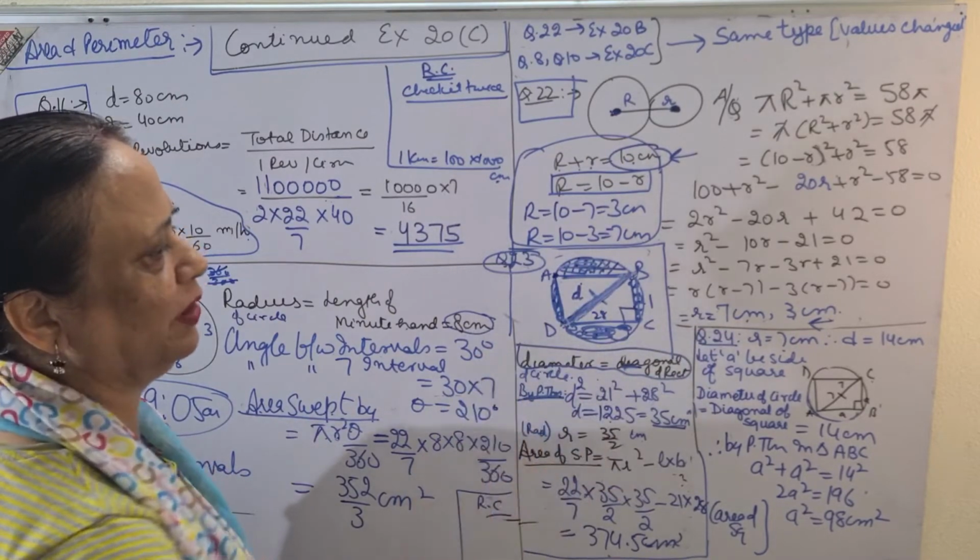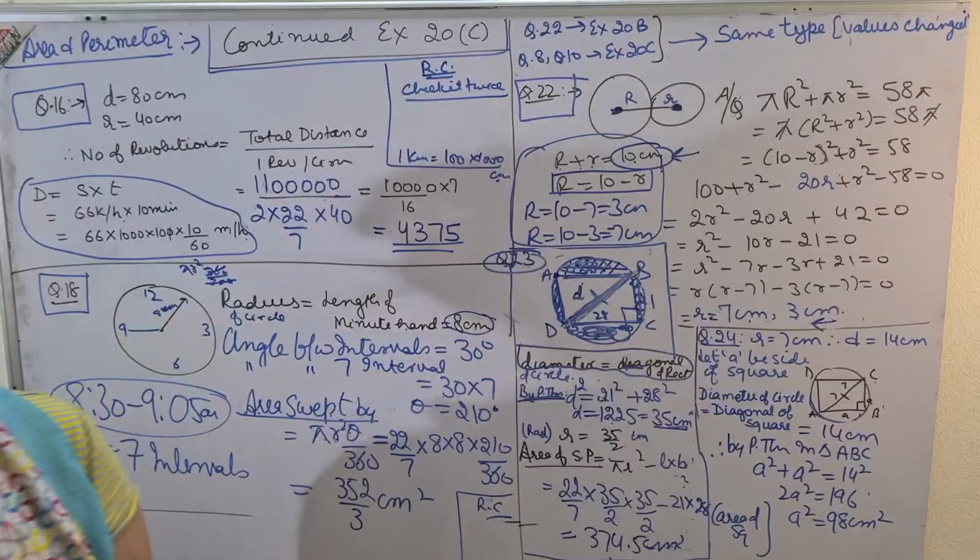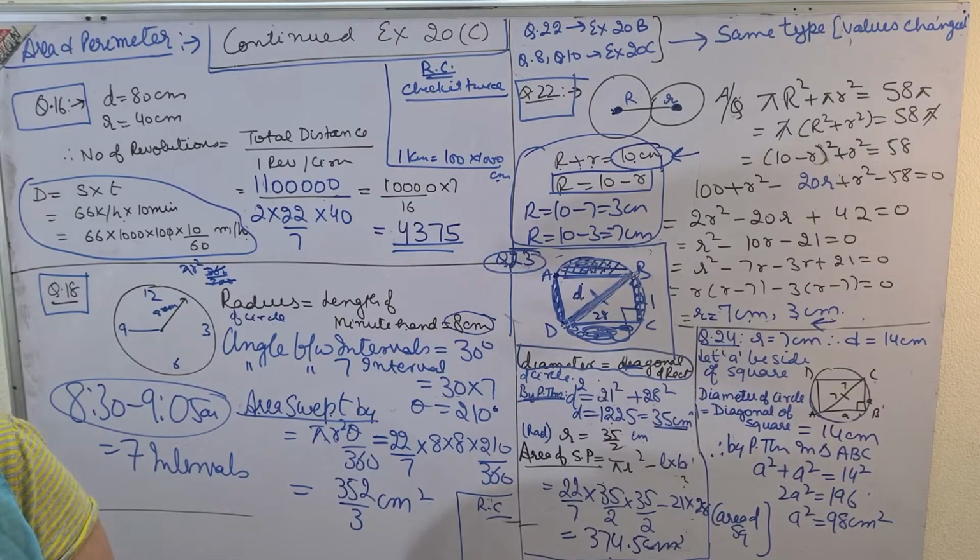Similarly, moving to question number 24, one of the very, very important sums. Question number 24, page 262. A square is inscribed in a circle of radius 7 centimeter. Find the area of the square.